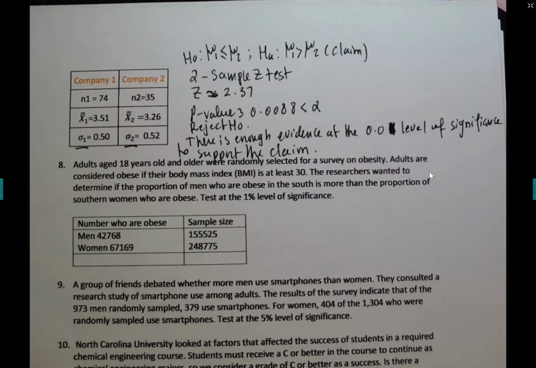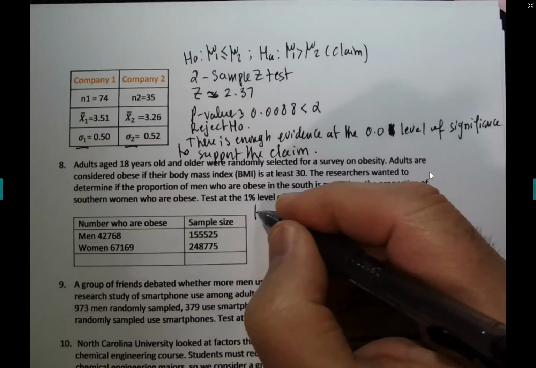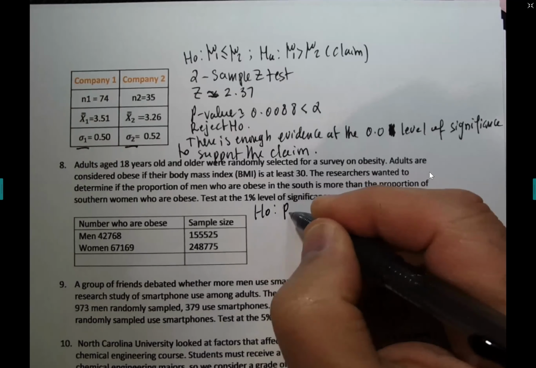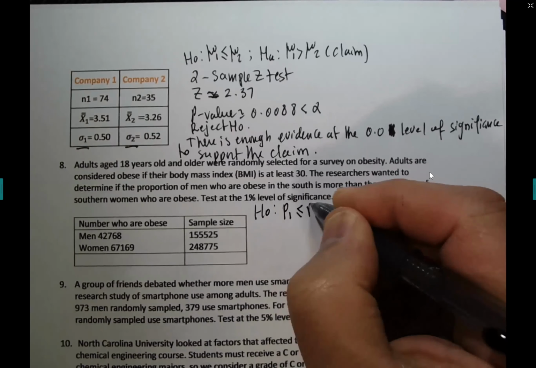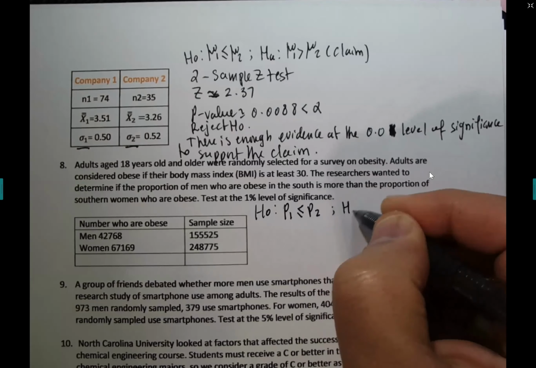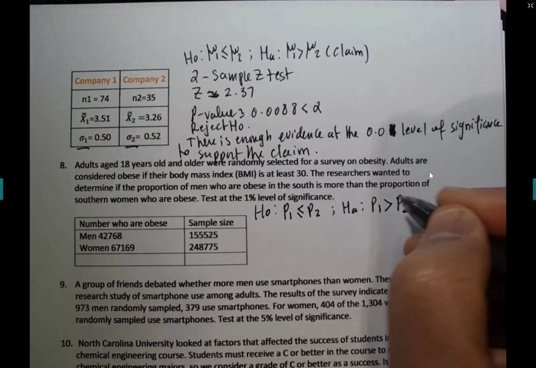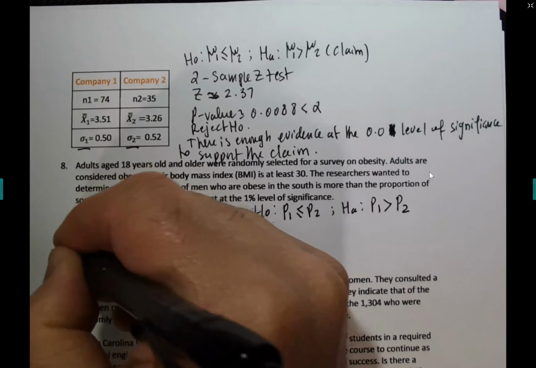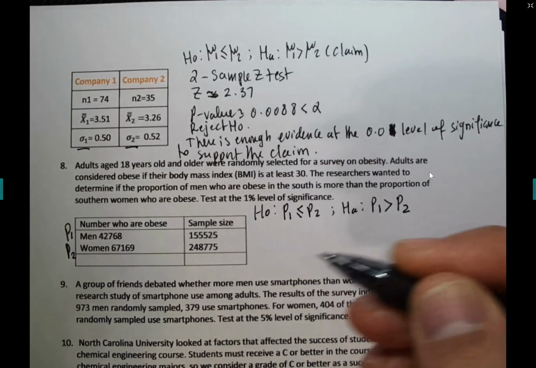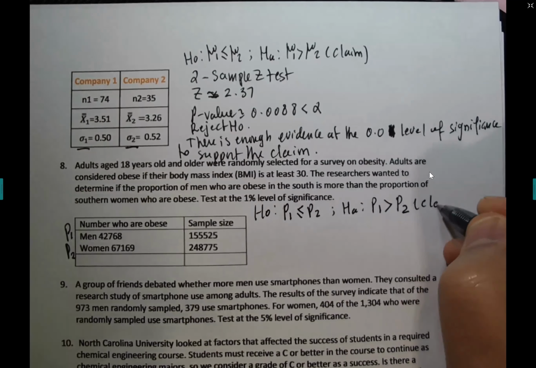Would you guys agree with me that it's not a mean now, it's a proportion? And he wants to check if the proportion of men who are obese is higher than the proportion of women. So that should be very easy to state. H0: P1 less than or equal to P2, and then HA will be P1 greater than P2. So P1 is for men and P2 is for women, and that's the claim.